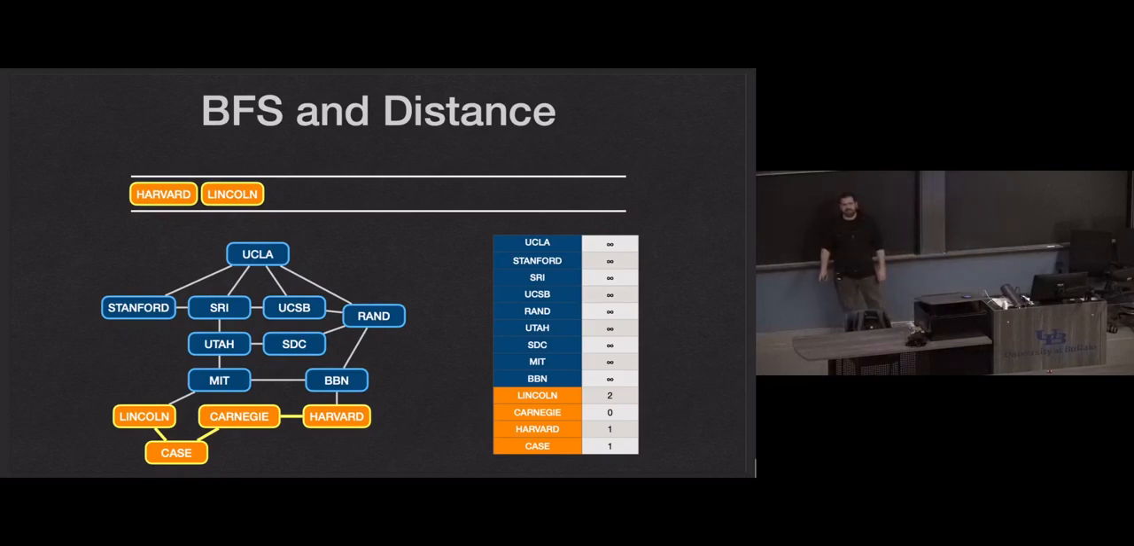Then we go back to our queue. Same thing with Harvard. We're going to check Carnegie. It's already been visited, so we do nothing. We're going to check BBN. It has not been explored, so we mark it as explored, enqueue it, and set its distance equal to Harvard's distance plus 1.